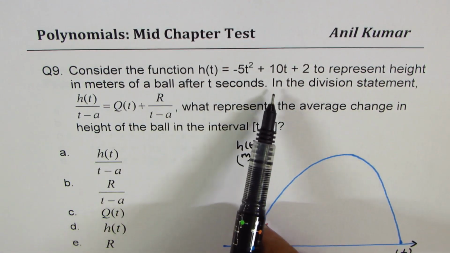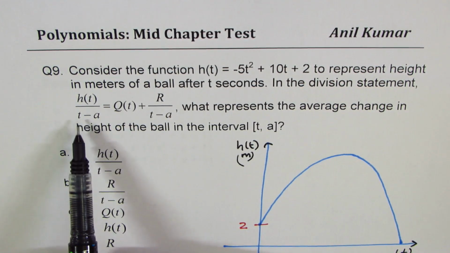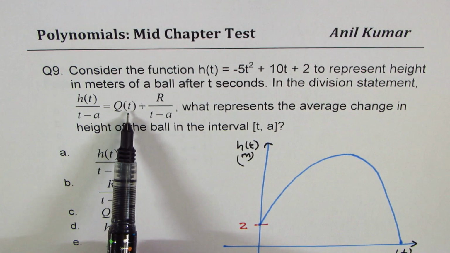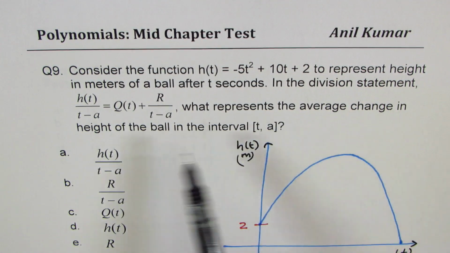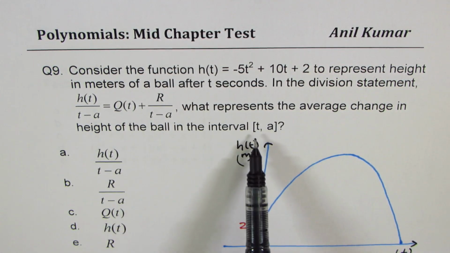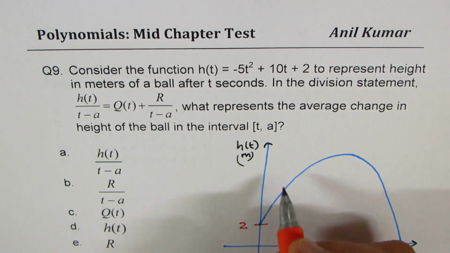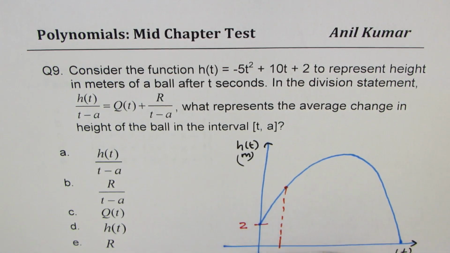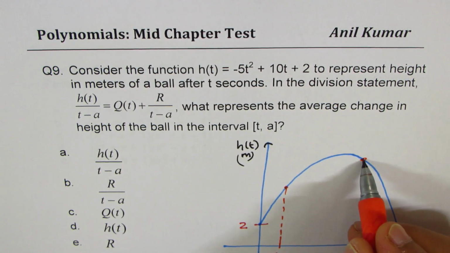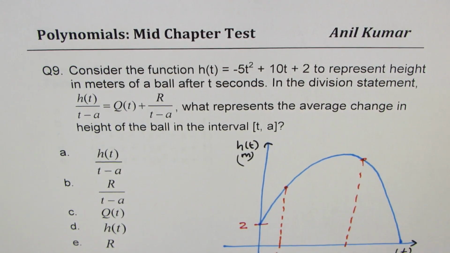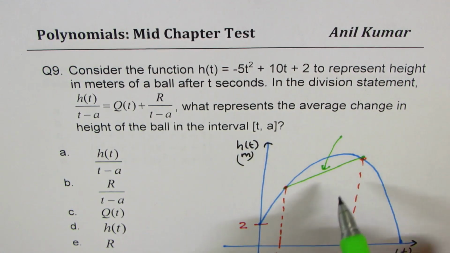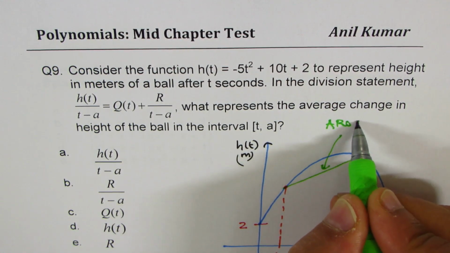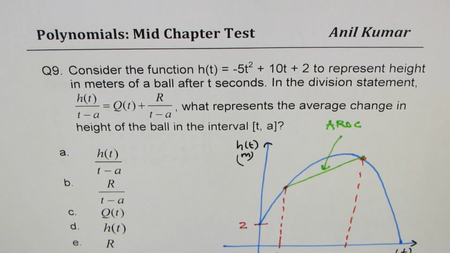In the division statement, h(t) over t - a equals quotient plus remainder over t - a, what represents the average change in height of a ball in the interval t to a? Now let's consider the interval t to a. Let's say this is sometime t, and let's say this is sometime a. What do we want to find? What represents average rate of change? That means this slope we want. So it is average rate of change.